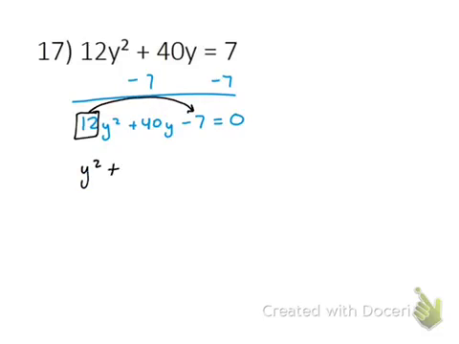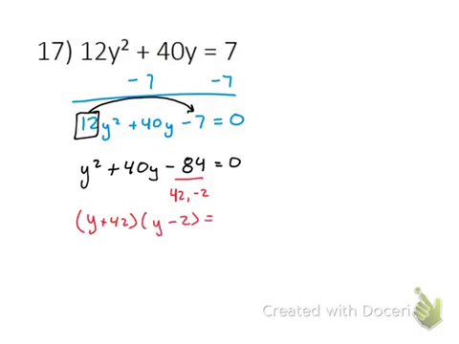So y squared plus 40y minus, I think it's 84, equals 0. I'm looking for two numbers that multiply to be negative 84 but add to be 40. Well, that's easy. It's 42 and negative 2. So that means we've got y plus 42 and then y minus 2 equals 0. So now slide divide tells us we would divide by our leading coefficient of 12.